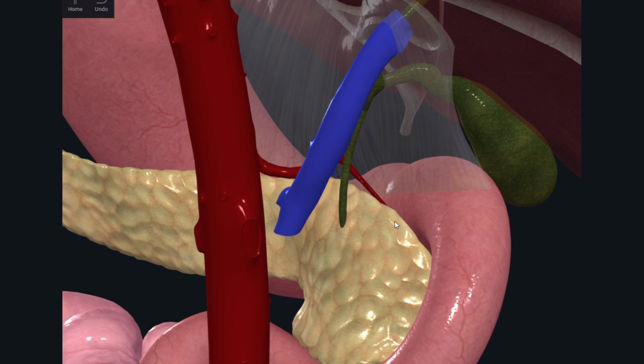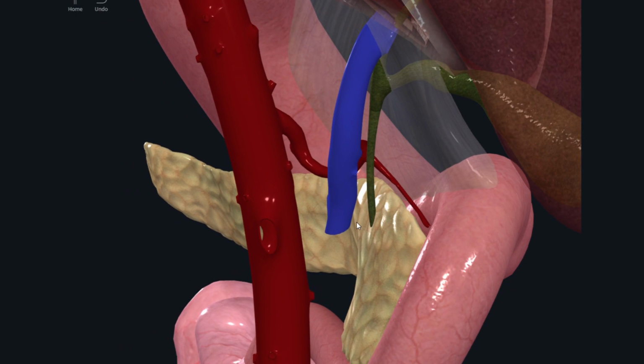Later we have two major arteries, the first known as the gastroduodenal artery. So this one is the gastroduodenal artery, which is one of the branches of the common hepatic artery, which is a branch of the celiac artery. Then another structure that is in close vicinity is the hepatic portal vein, which is this one.